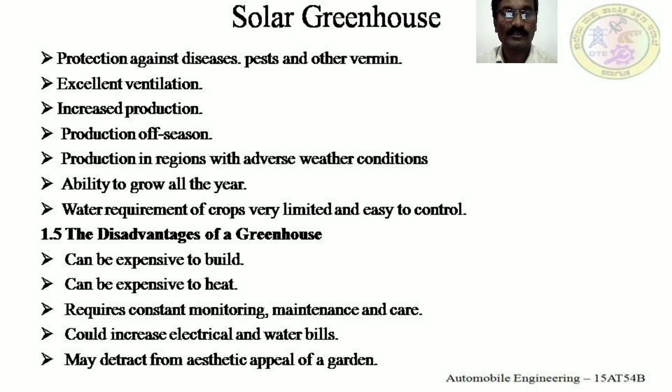The production in all seasons. So the production is always done here. The production in regions with adverse weather conditions. Where adverse weather conditions are there, in those areas also the production is more and more. Ability to grow all the year. So this system grows throughout the year. Water requirements of crops are very limited and easy to control. So the consumption of water is less here.